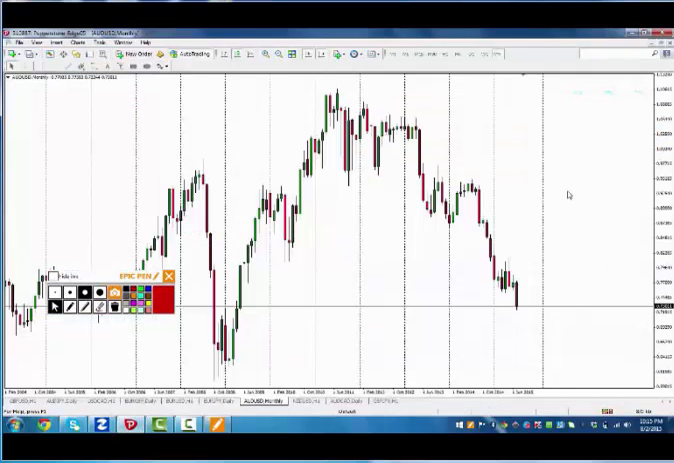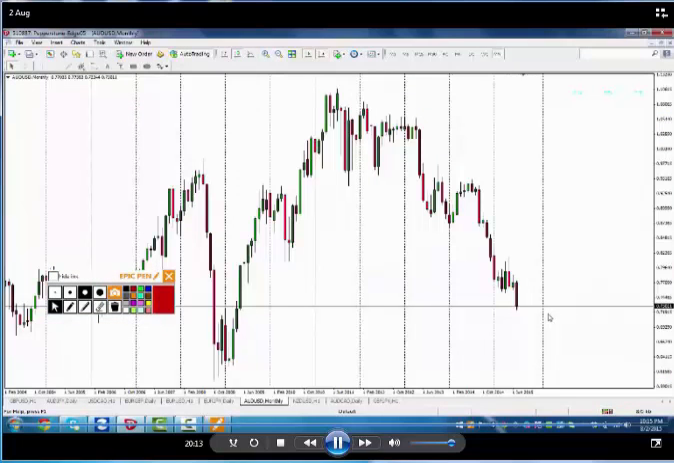The next one is the Australian dollar, right? Australian dollar.